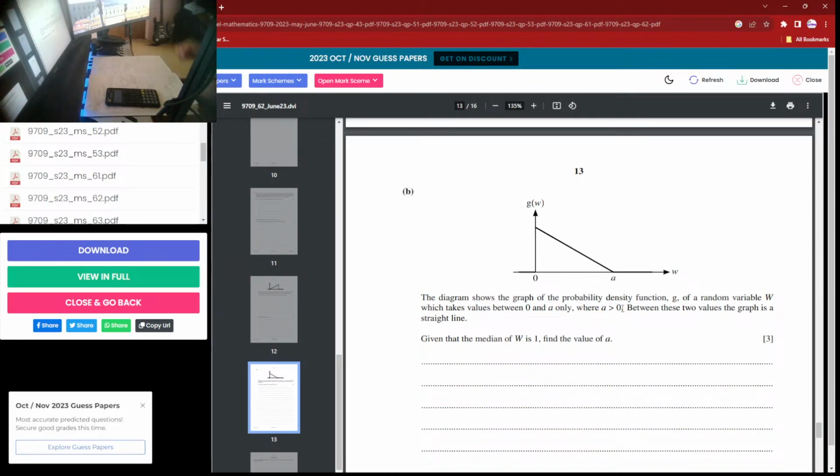Okay, let's find the height first in terms of a. So half times base, which is a, times height is equal to 1. So height should be equal to 2 over a. So we have our height already, it's 2 over a. And from here, we need to find the equation of the line first. So we'll have y is equal to 2 over a x plus c.